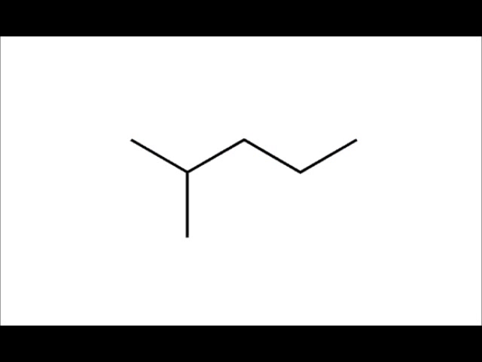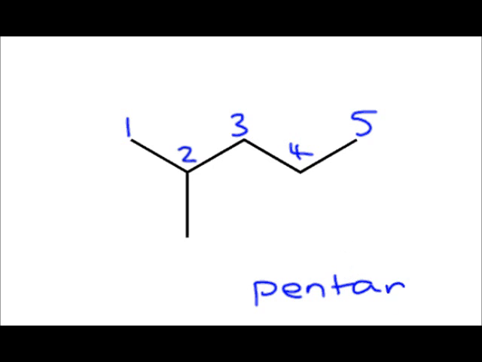Okay. So again, we've got a skeletal formula here. Longest carbon chain is 1, 2, 3, 4, 5 carbons. The stem for 5 carbons is pent. So this alkane will be called pentane. However, as you can see, we've got another carbon here, which is branched off from the second carbon in the longest chain.